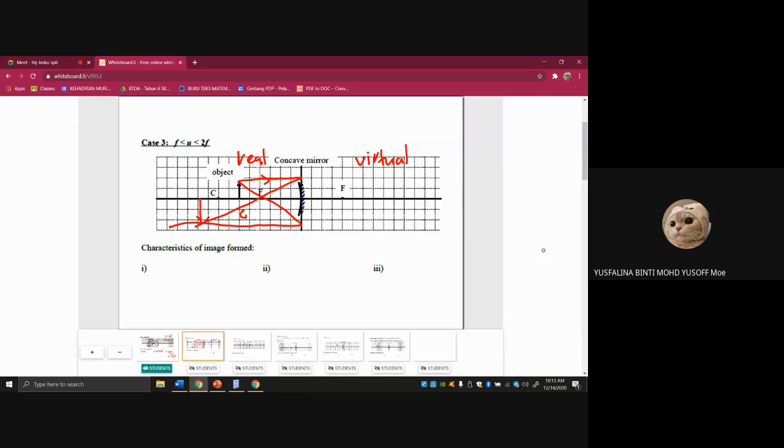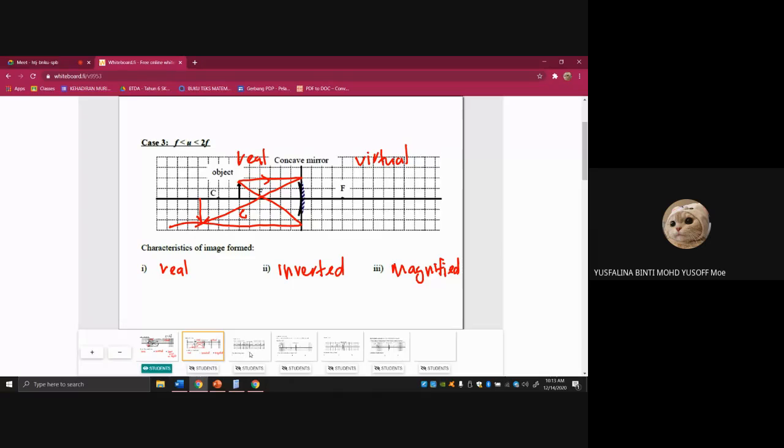So this one should be real, and still inverted. And the last one should be magnified, or you can say bigger than the object. This is for case number 3, if the object is between F and 2F. Before this, the first one was at 2F here, and this one is between F and 2F.